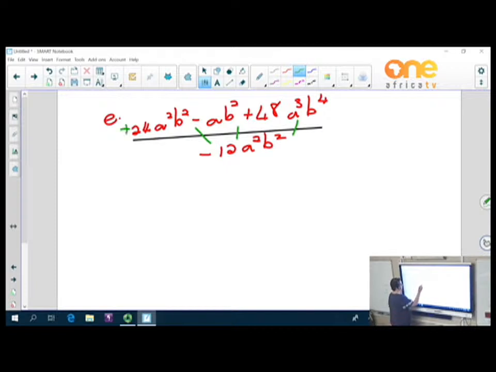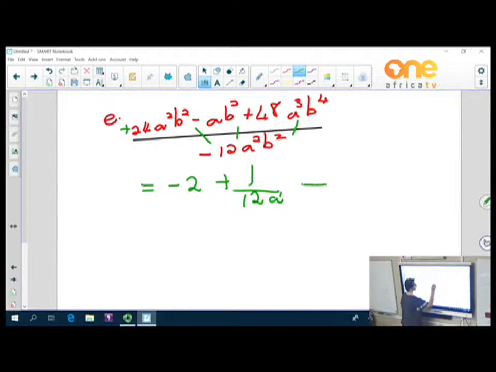So a positive divided by a negative is a negative. 24 divided by 12 is 2. Subtract your indices so they fall away. The next one, a negative divided by a negative is a positive. Now, the biggest number is at the bottom, so it will remain there. The biggest a is there. 2 minus 1 is 1, and b will fall away, so it will be 1 over 12.